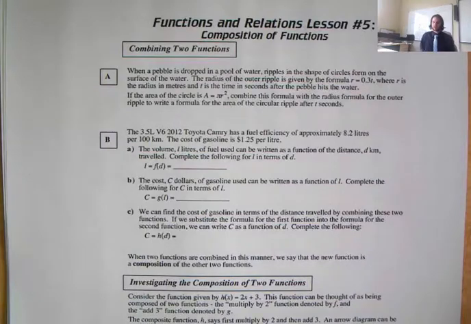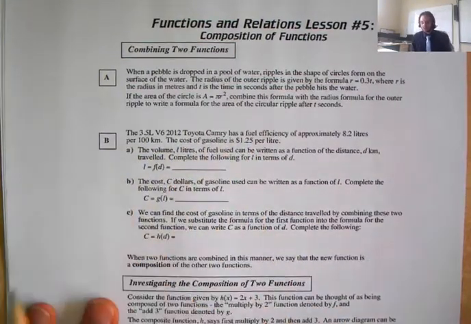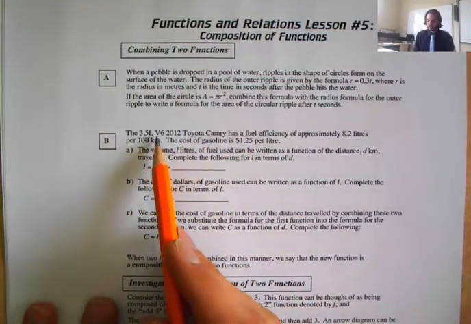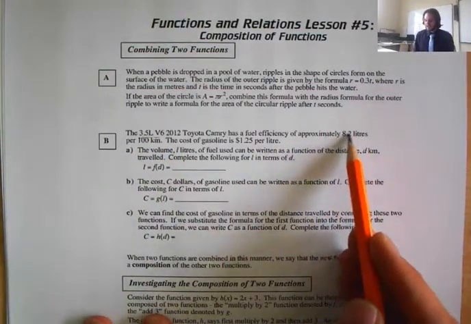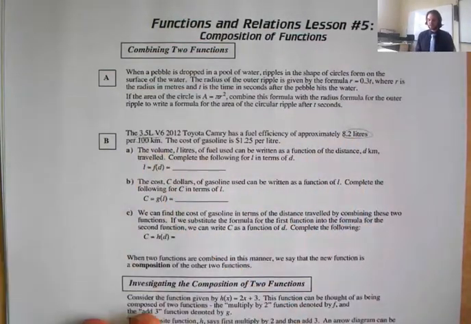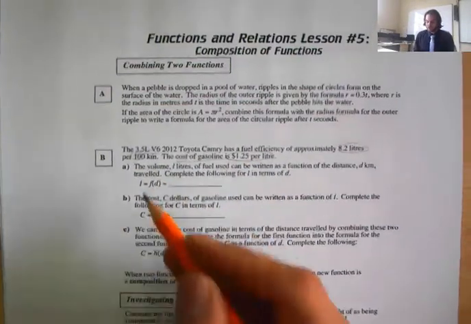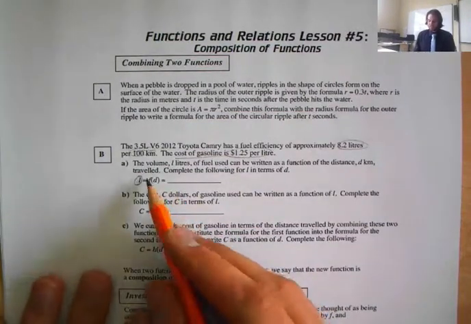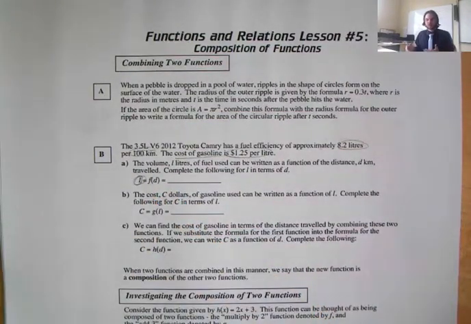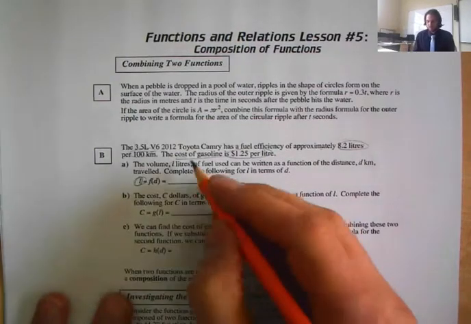Here's an example. We have this Toyota Camry. It's a 2012, a 3.5 liter V6, okay? We know approximately 8.2 liters takes it 100 kilometers. The cost of gasoline is 1.25 per liter. So here we want to know per liter, how far does it go per liter?